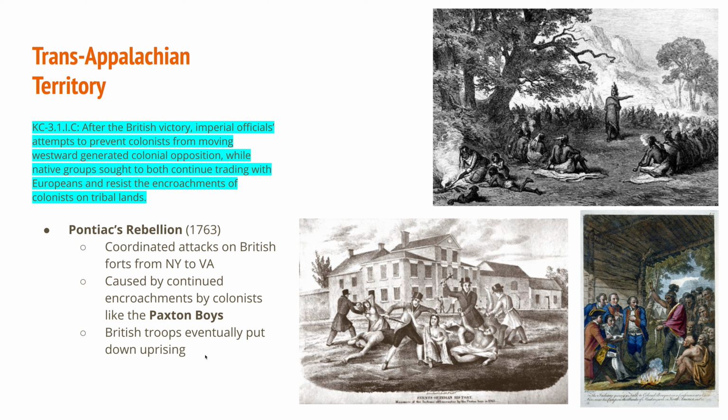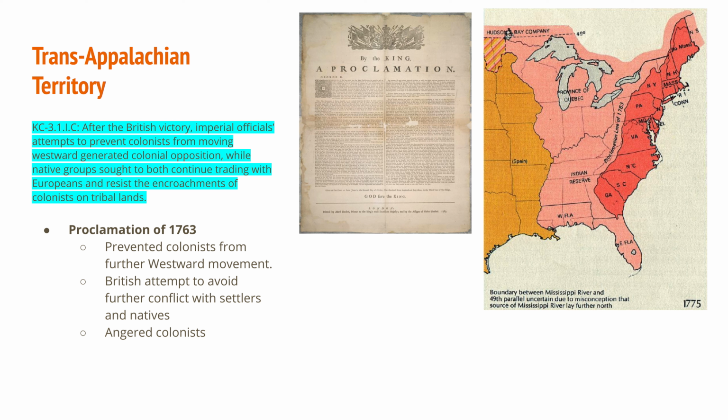The British troops eventually put down the uprisings of Pontiac's Rebellion, but it was enough to get the British to say to the colonists that they were not allowed to move past the Appalachians. The document that made this official was the Proclamation of 1763. It prevented colonists from further westward movement.